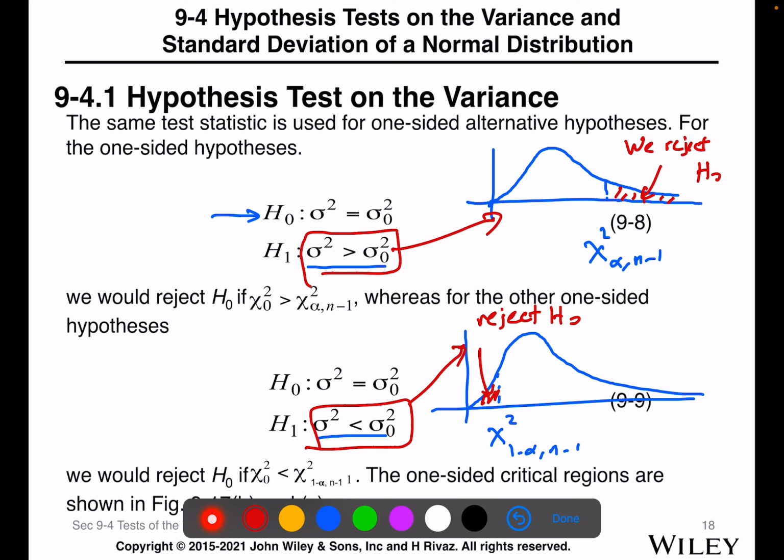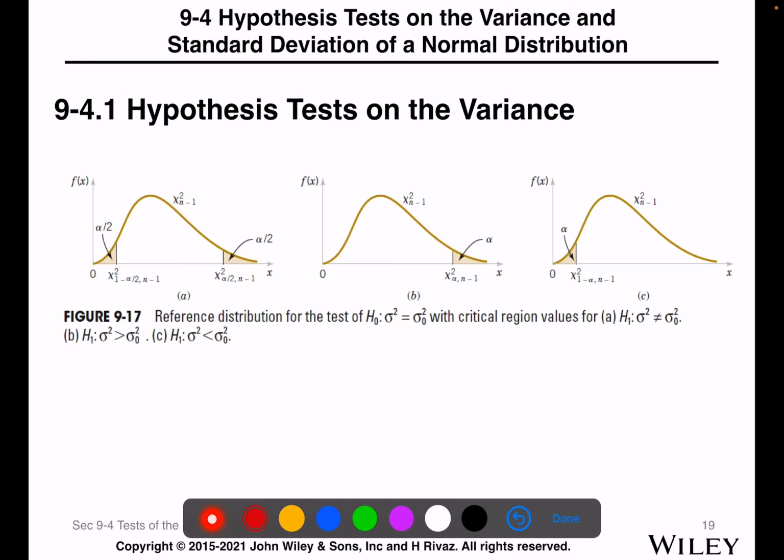Okay. So you can see all of the cases here. This is if we want to test whether it's more than something, less than something, and this one is the two-sided case.